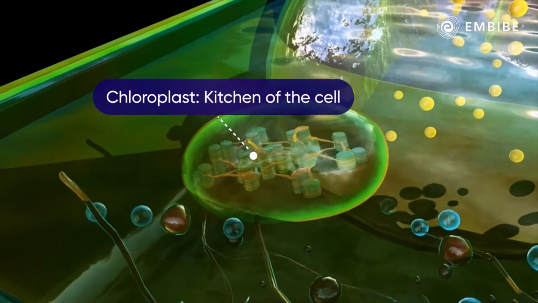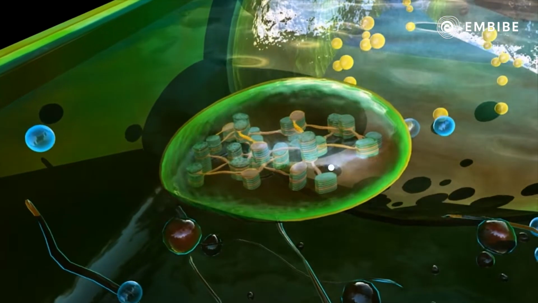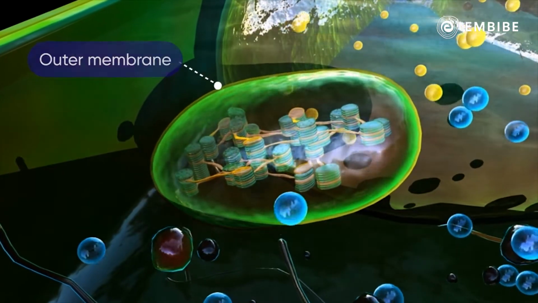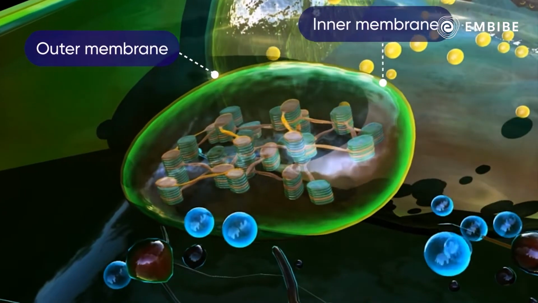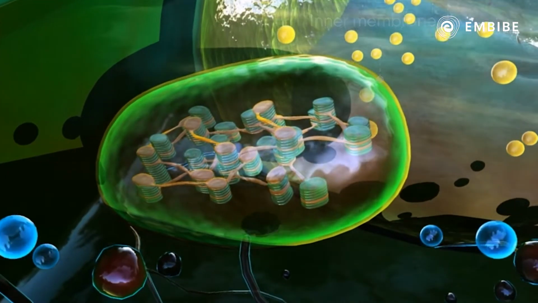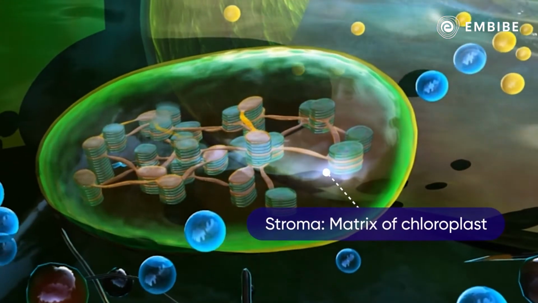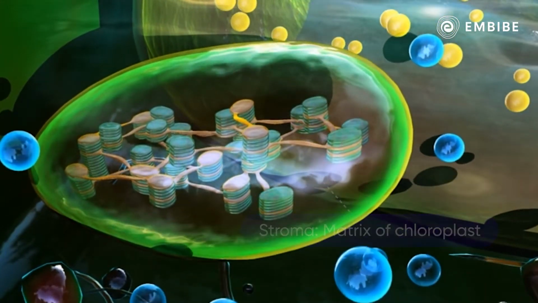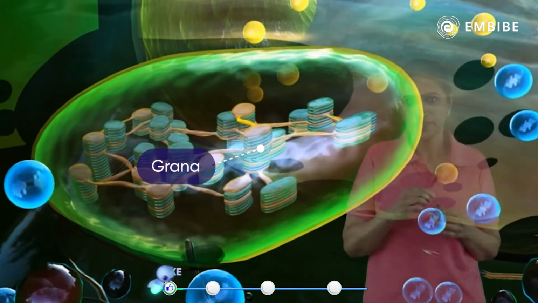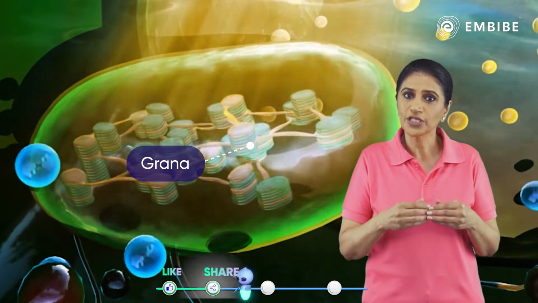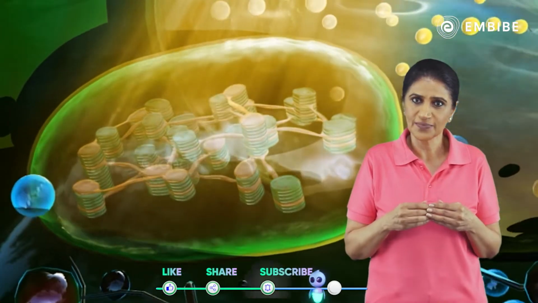The chloroplast is green in color and discoid in shape. It is bound by one outer membrane and one inner membrane. The interior is filled up by a fluid substance called the stroma. It contains stacks of membranous sacs called grana. They absorb light during the process of photosynthesis.